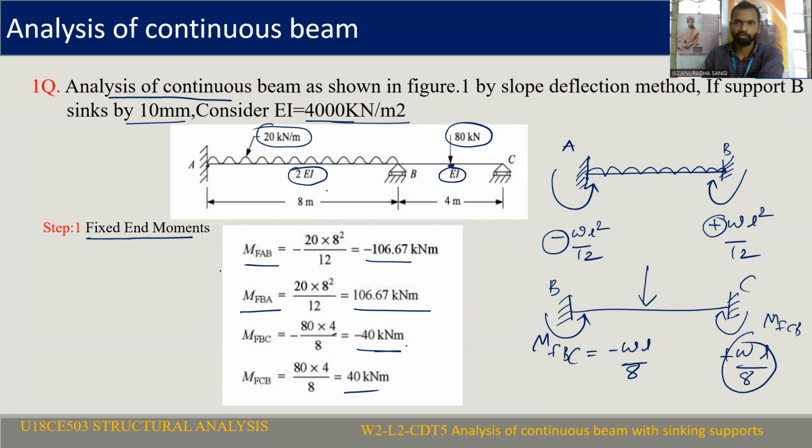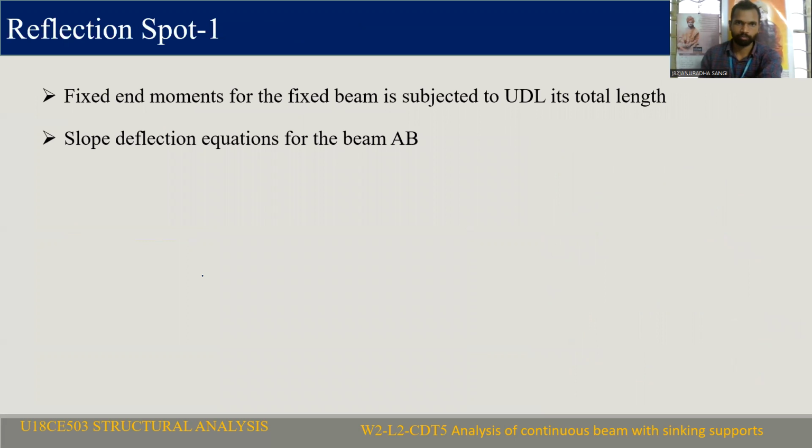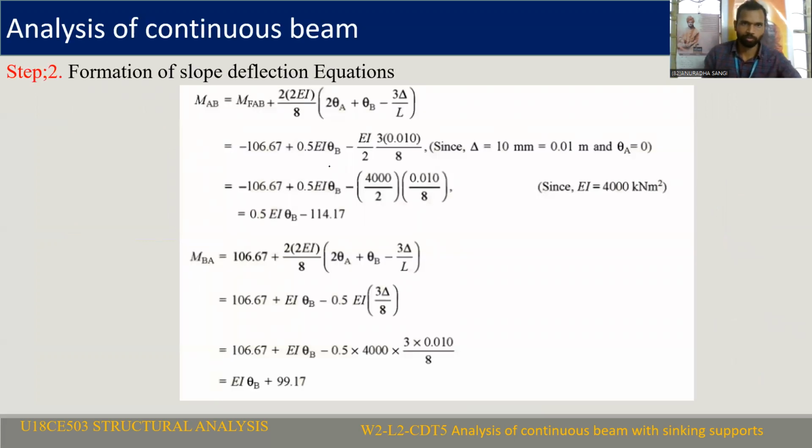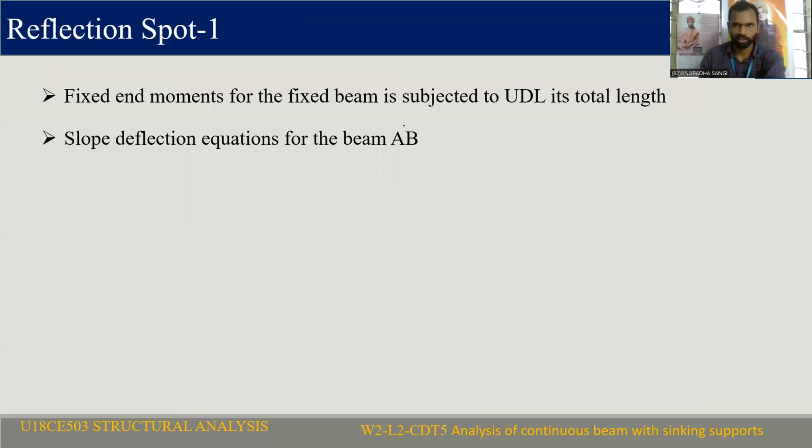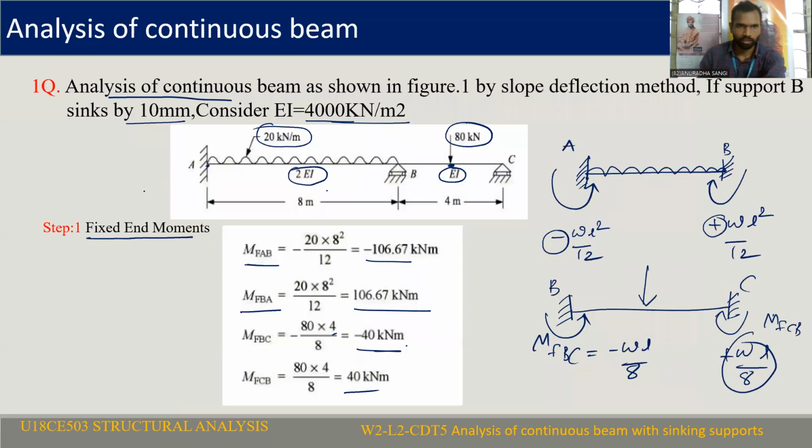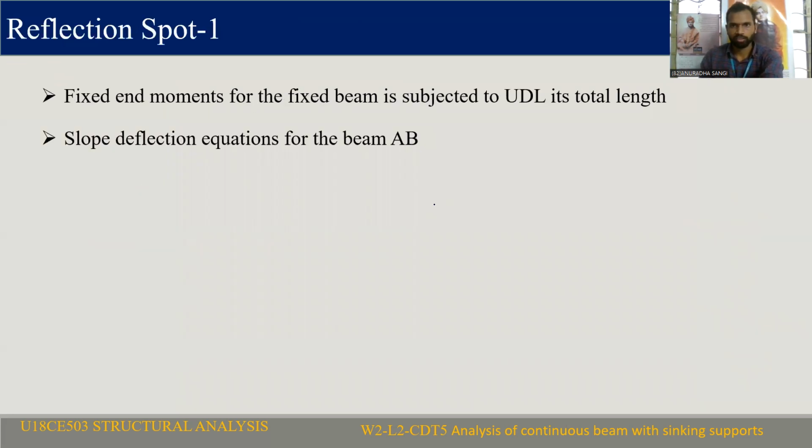Now we will move to the next step. In the slope deflection method, what is the next step? Next step is developing the slope deflection equations, the formation of slope deflection equations. We know the slope deflection equation for the beam: MAB is equal to MFAB plus 2EI by L into 2 theta A plus theta B minus 3 delta by L. We can write these displacements. Theta A is 0, theta B is unknown, theta C is also unknown. Delta for all supports is 0.